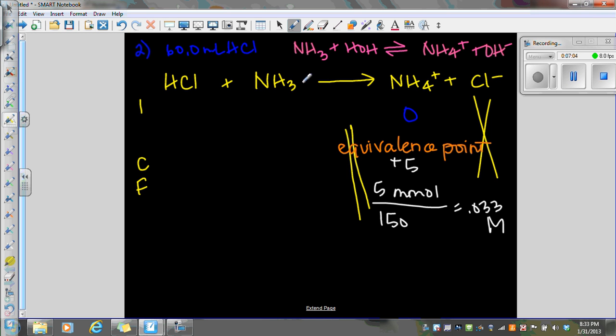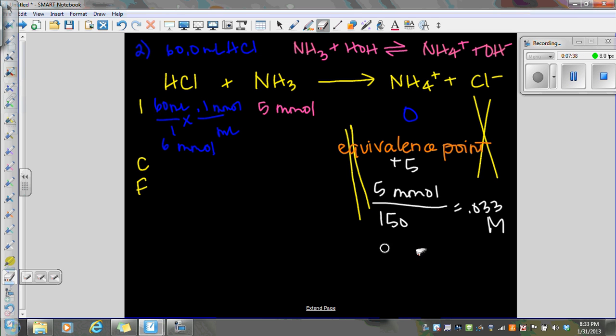And we had 100 milliliters of 0.050 molar ammonia, if you remember. So if you remember, this was 5 millimoles. I'm not going to go back and do the work, but that's what we had. I do need to calculate the millimoles of HCl. So 60 milliliters times molarity, which was 0.1, that gives me 6 millimoles.